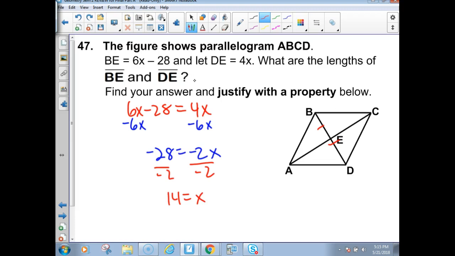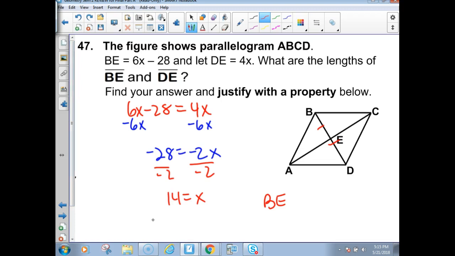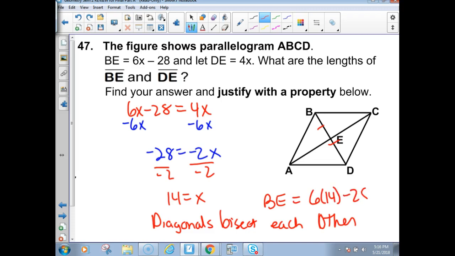Now it says, what are the lengths of BE and DE? The property is the diagonals bisect each other. That's the property we used to solve the problem. If I plug back in for BE, it'll be 6 times 14 minus 28. DE's the same, which is 4 times 14. And that's 56 for both of those.